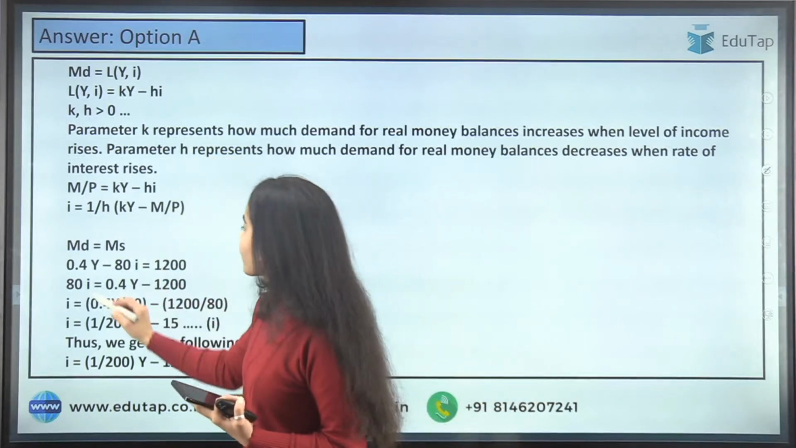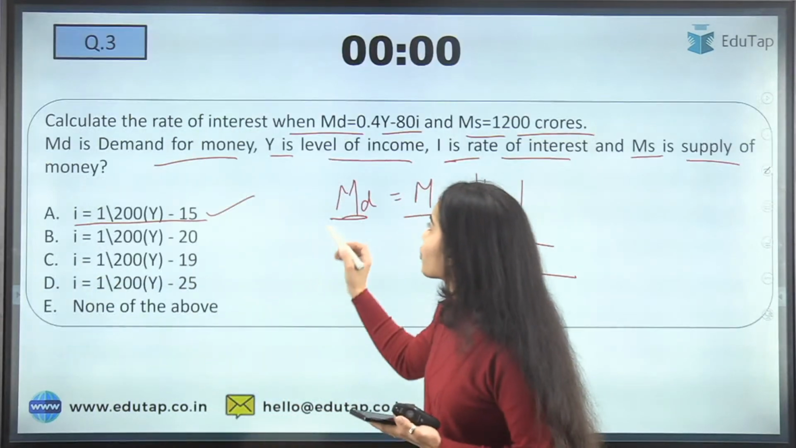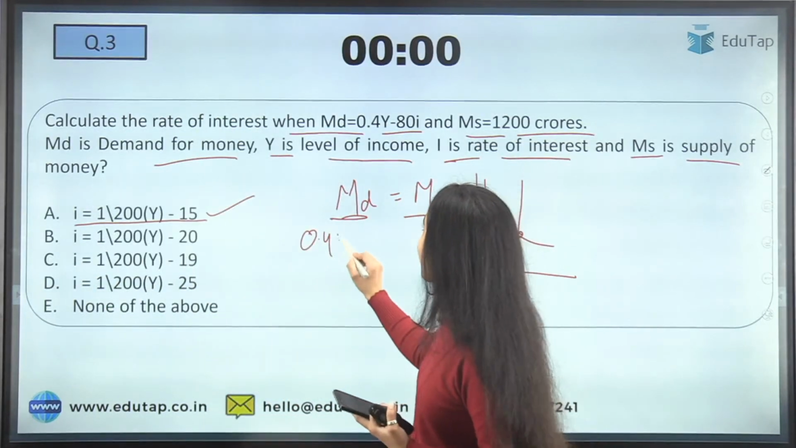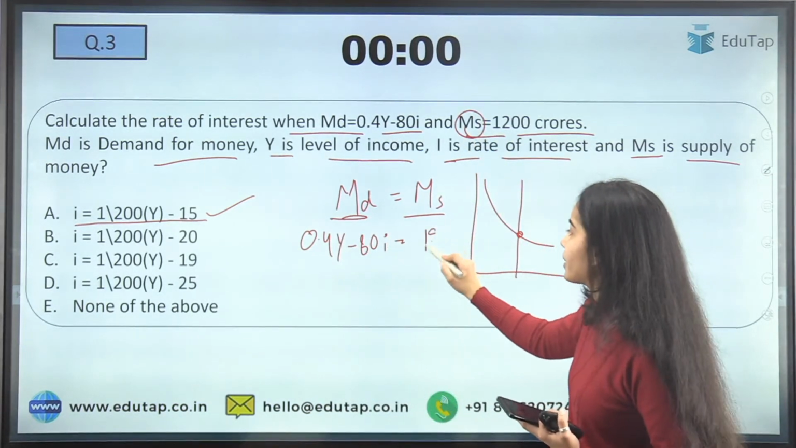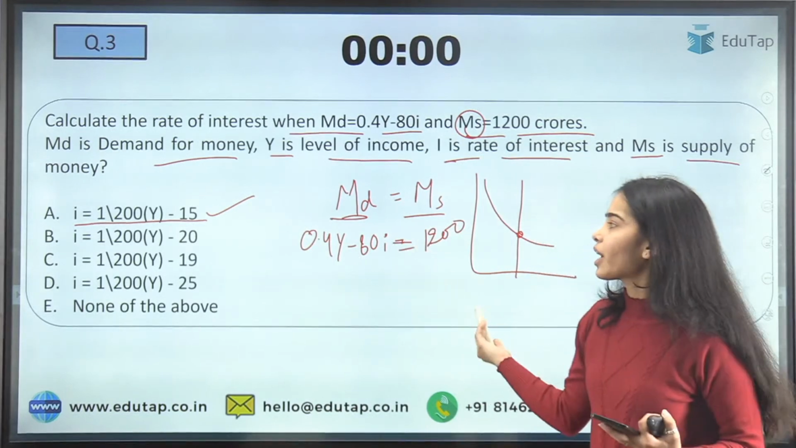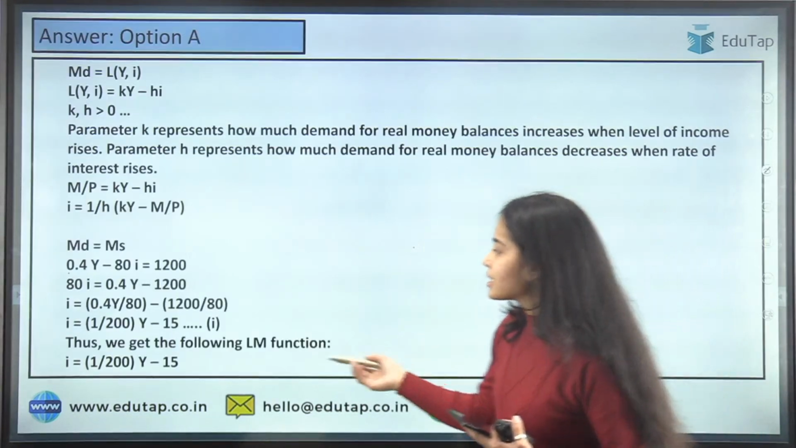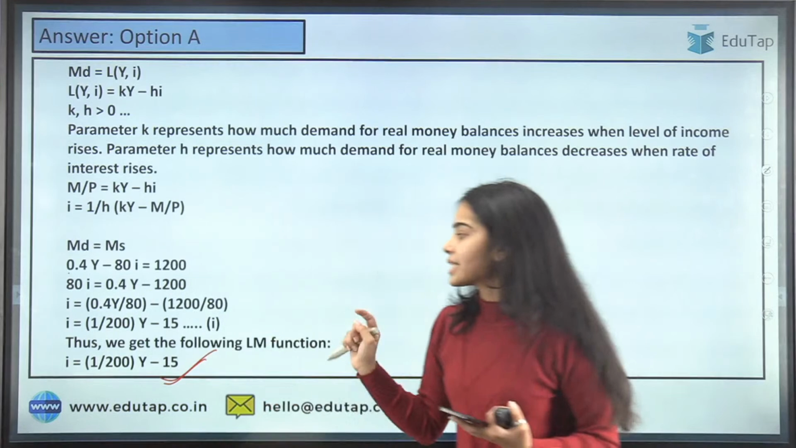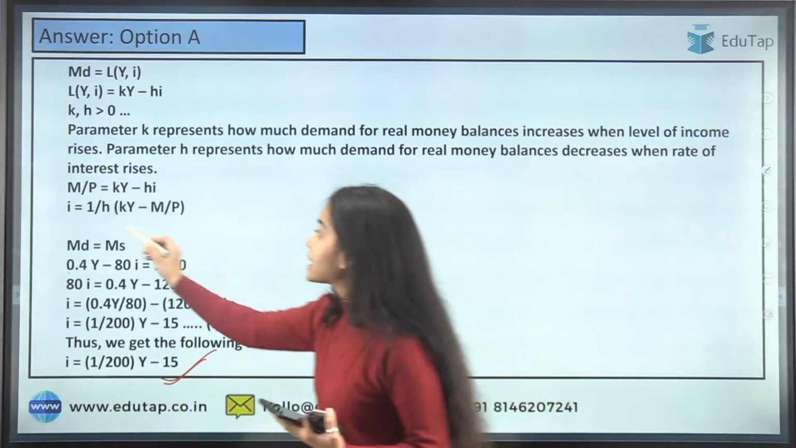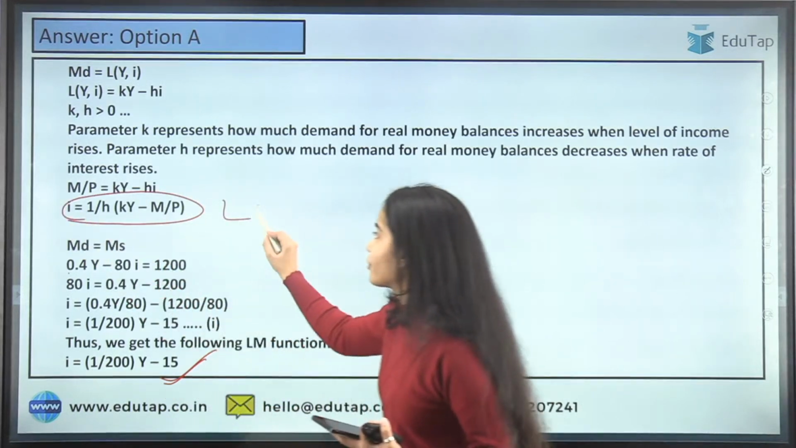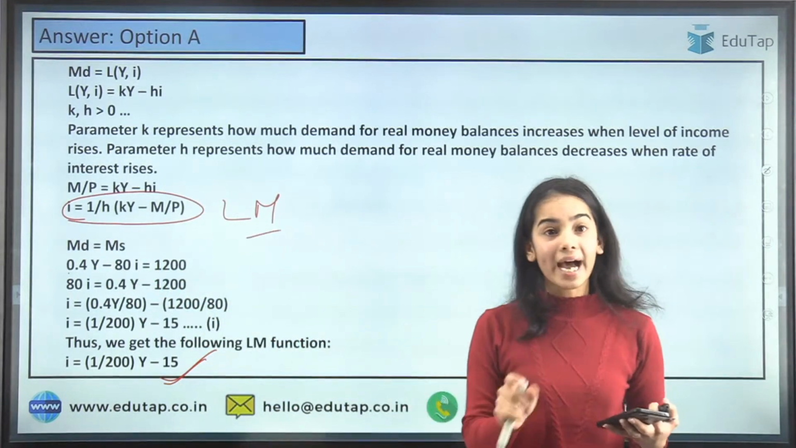See, you have to just put that MD is 0.4Y minus 80I and the MS is 1200. So this is how you have to solve it, and the answer is the first one. That is, I equals 1 upon 200 Y minus 15. And see, this is the equation of the LM curve. I have shown you the equation of the IS curve.